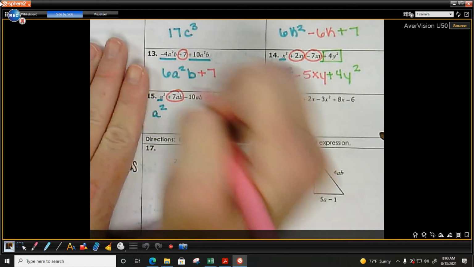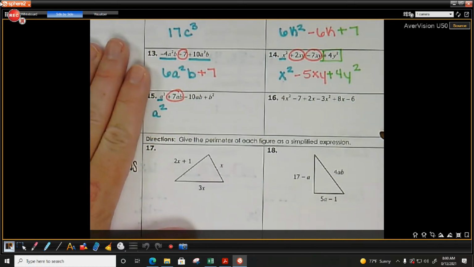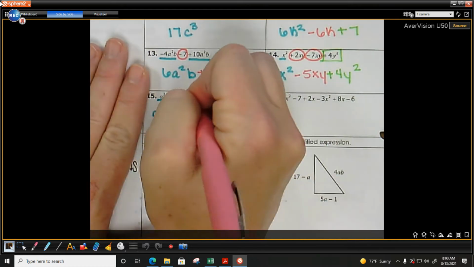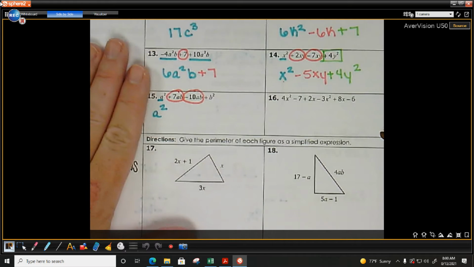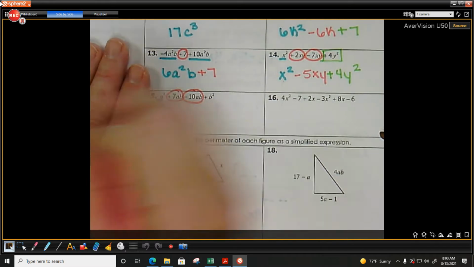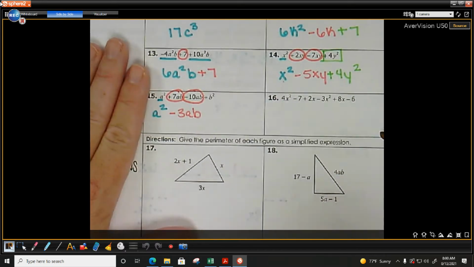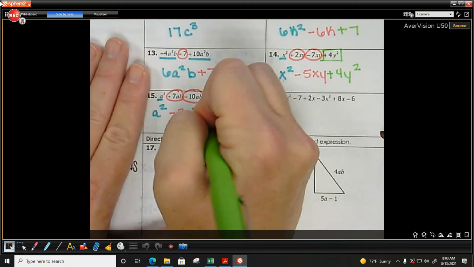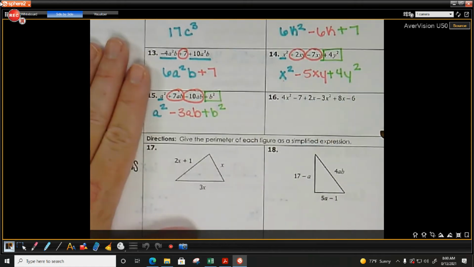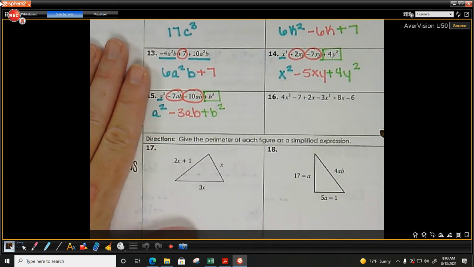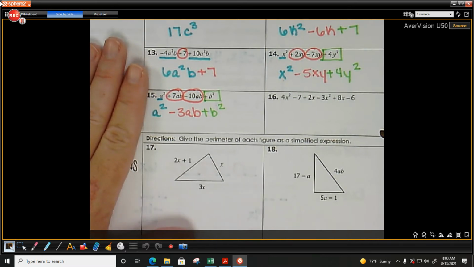Then I have my plus 7ab. Do I have a like term with my ab? Negative 10ab. So what's 7 minus 10? Negative 3ab. And then last but not least, I have my plus b squared. Good? Do y'all think you can do 16 on your own? I think you can. Let's try it.